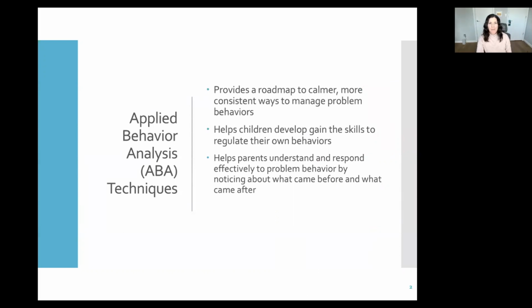ABA provides a roadmap to calmer, more consistent ways to manage problem behaviors because parents report that managing difficult or defiant behaviors is probably one of the biggest challenges that they face. So the point is to help children develop the skills so they can start to regulate their own behaviors. And the ABCs help parents understand and respond effectively to problem behavior by really noticing and being aware of what comes before and what comes after behaviors.